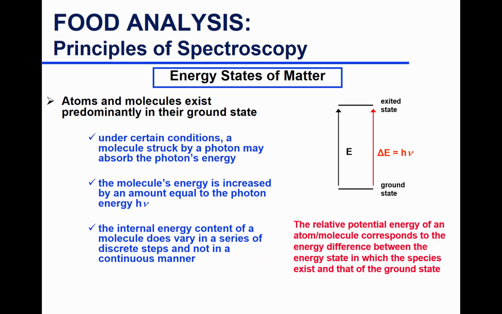So when a photon hits a molecule, it may absorb that energy. And if it absorbs it, it goes from the ground state to the excited state. The change in energy is equal to the energy of the photon. That's why it's equal to hν, the same unit. The change in energy of the atom or the molecule will be equivalent to the energy of the photon that hits it.